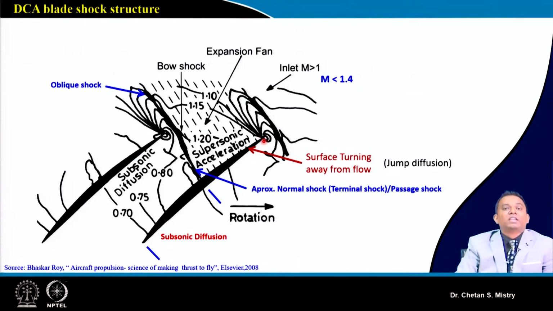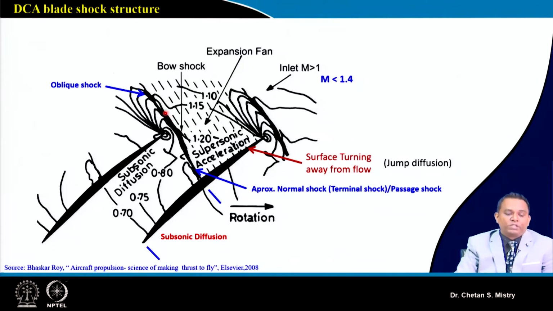This is a blunt leading edge. We can say it's a slightly rounded leading edge, and because of the presence of this leading edge, we are having the bow shock that will be standing in front of our aerofoil. Now what happens, this bow shock, we know, will be having a formation like an oblique shock.